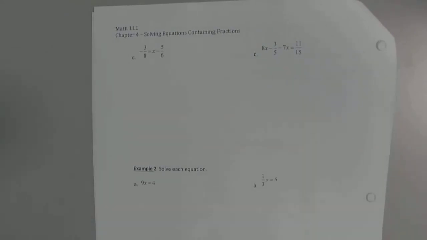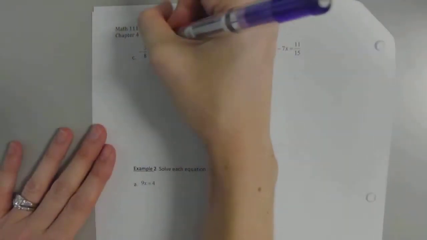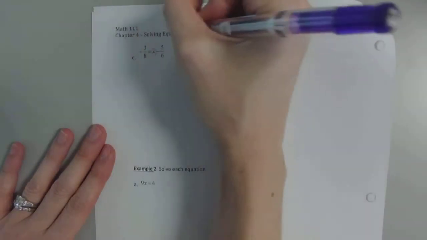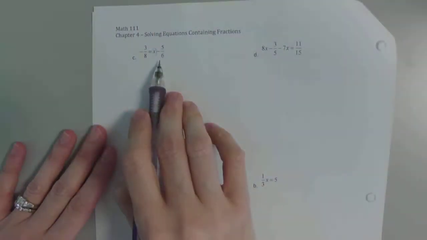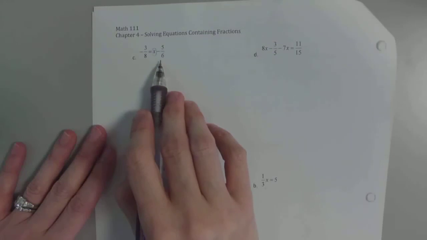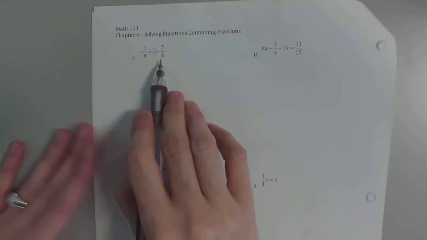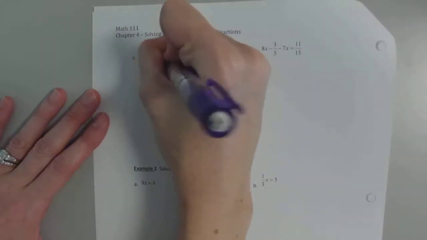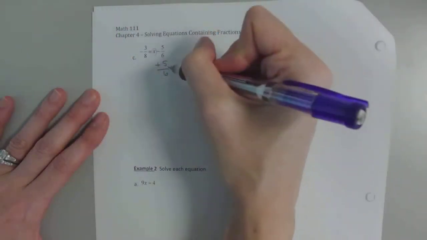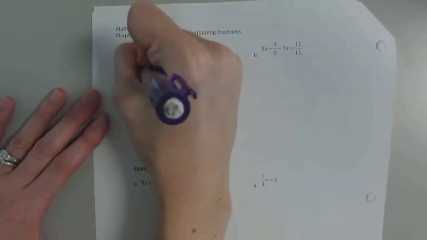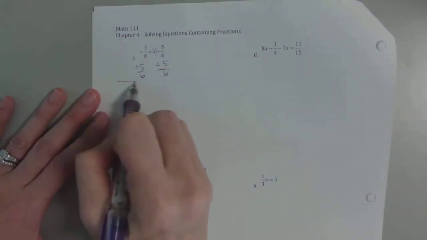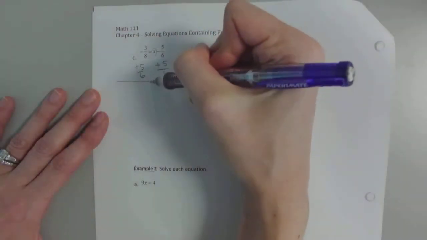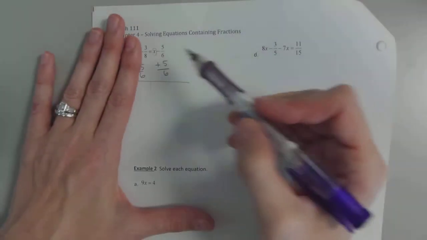All right. They try to scare you by putting the variable on the other side. It doesn't matter. We don't care where the variable is. It's right here. What we want to do is get rid of this negative 5/6. How do you get rid of a subtracted 5/6? Add. It's always the opposite. What's the opposite of subtraction? Addition. So if I add 5/6 on the right, I need to add 5/6 to the left.